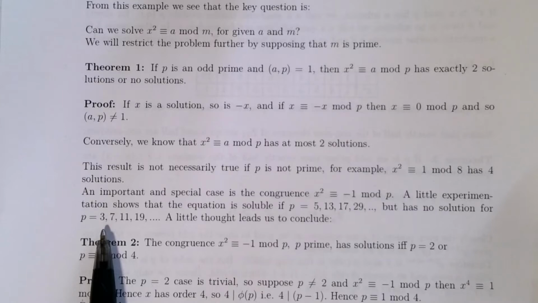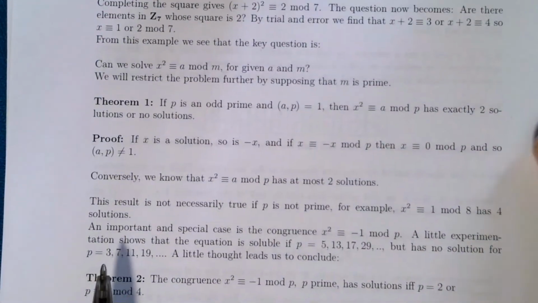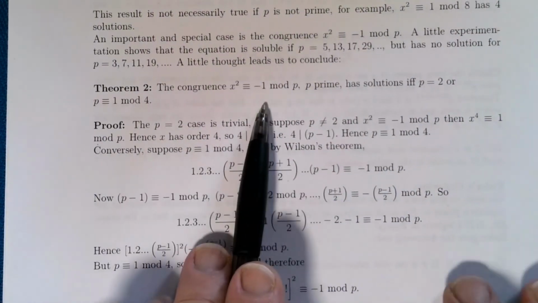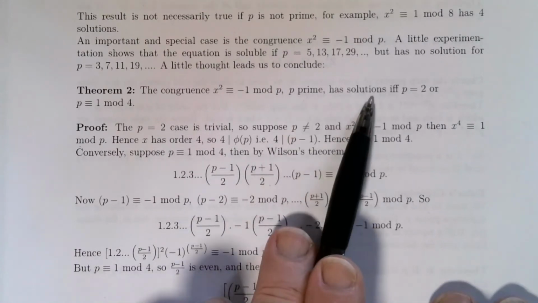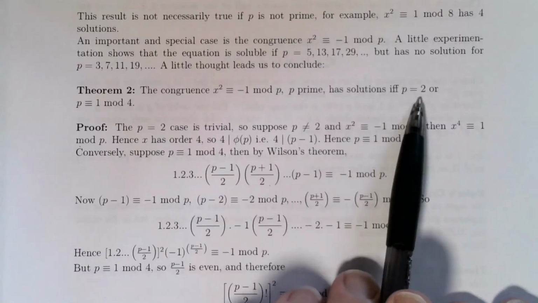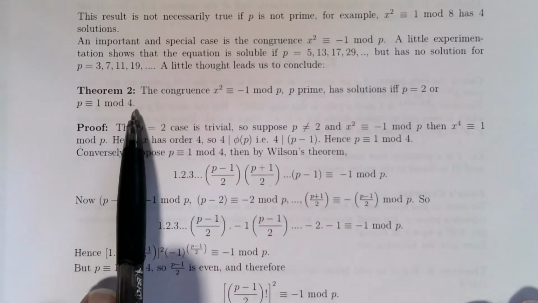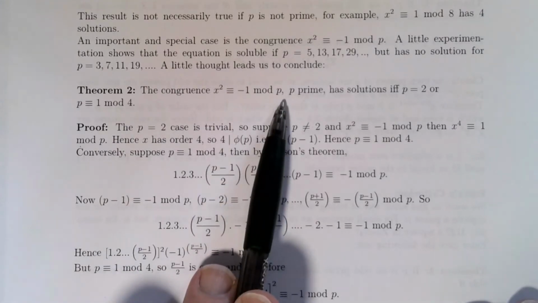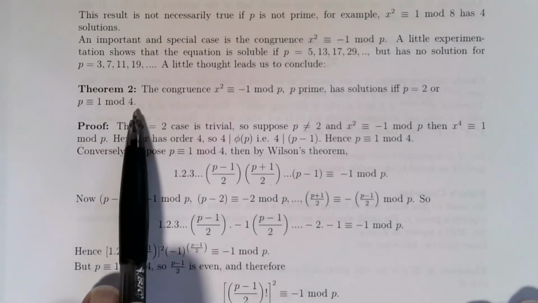So our second theorem says that the congruence x squared is congruent to minus 1 mod p, where p is prime, has solutions, in fact 2 solutions, if and only if, well, p could be 2, a little bit of noise, or p is 1 modulo 4. So in other words, minus 1 is a square mod p for p an odd prime, if and only if p is a 1 mod 4 prime.